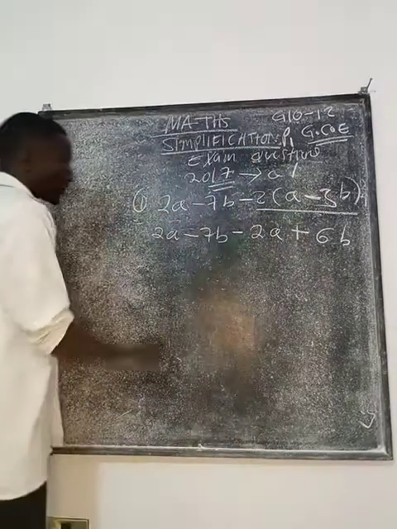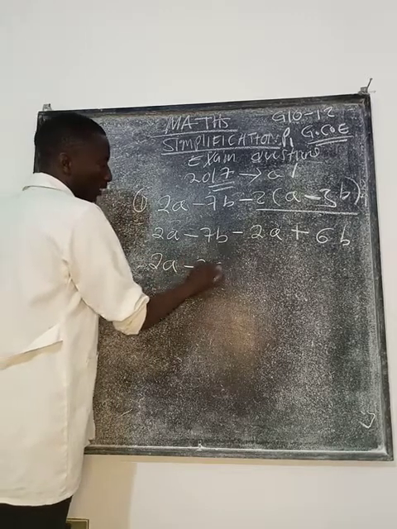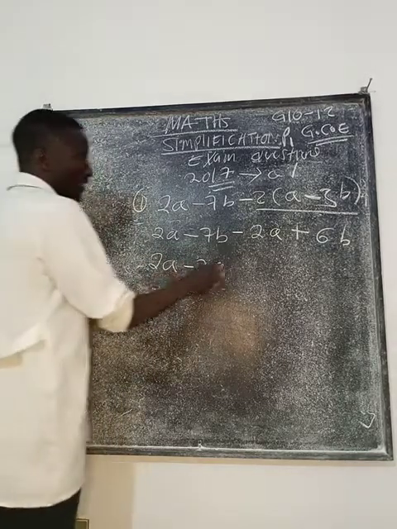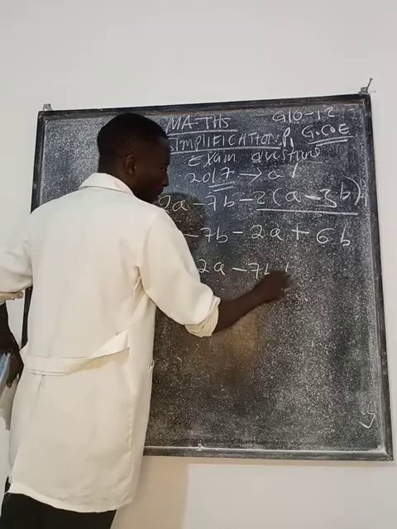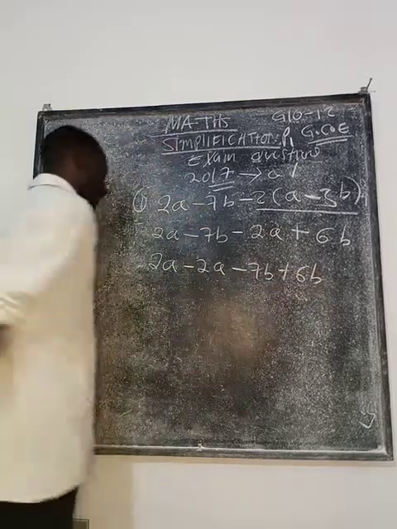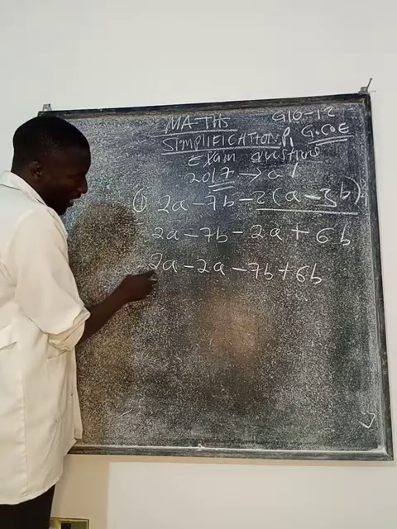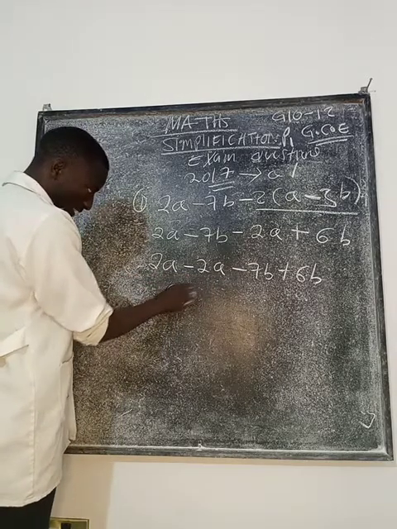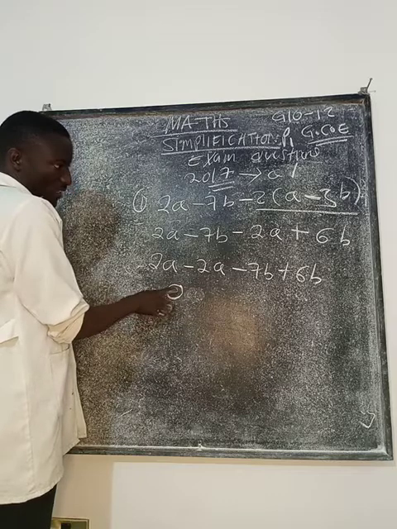Positive. Like them together, this and that will give you 2a minus 2a. Don't change the sign, I'm repeating. Push this, negative 7b plus 6b. Okay. 2a minus 2a, the same, 2 minus 2 is 0. You can't say 0a because 0 times this there's nothing, so it's just 0.